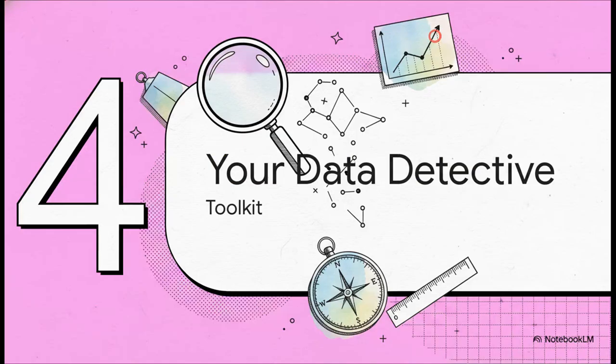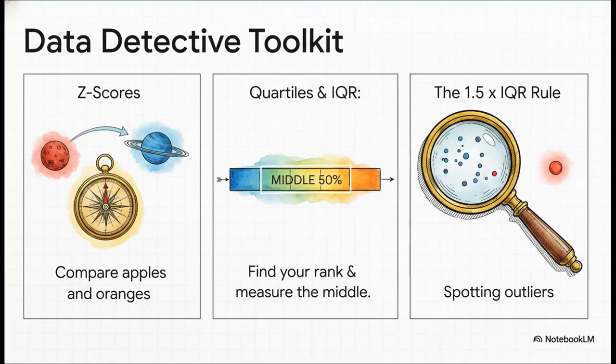And just like that, you've added 3 incredibly powerful instruments to your data detective toolkit. Let's do a quick recap of exactly what you've learned. So you now have z-scores, your universal translator for making fair comparisons. You've got quartiles and the IQR to understand your rank and measure the spread of the main chunk of your data. And you have the 1.5 IQR rule, which is a clear, objective method for identifying any potential outliers.